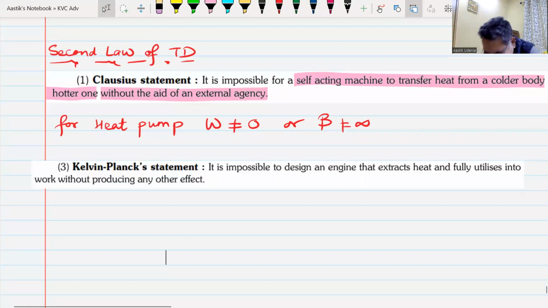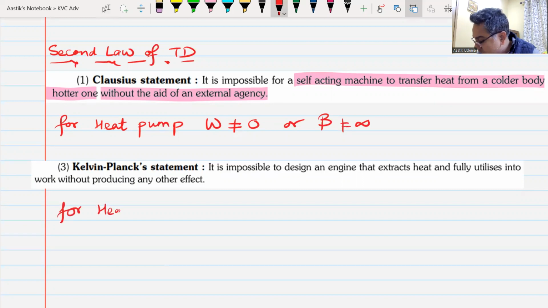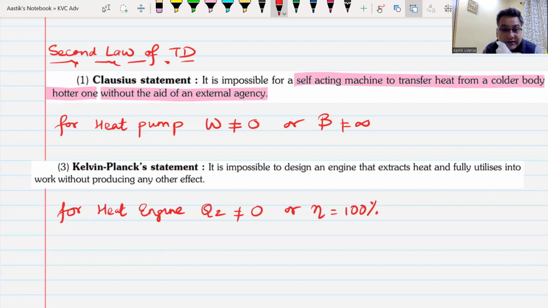Then comes the Kelvin-Planck statement. It basically tells us that for a heat engine, your Q2 cannot be equal to 0, or your efficiency of a heat engine cannot be equal to 100%. That means there would be some amount of heat which would have to be given out to the surroundings. You cannot take heat from a reservoir and completely convert into work. Do we understand this?